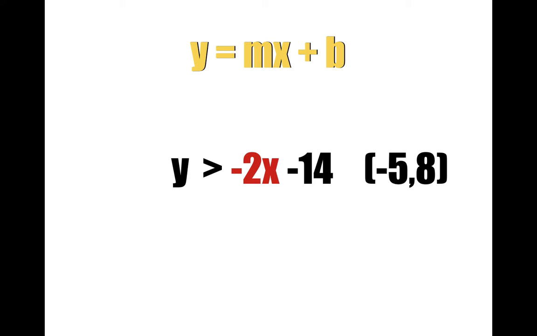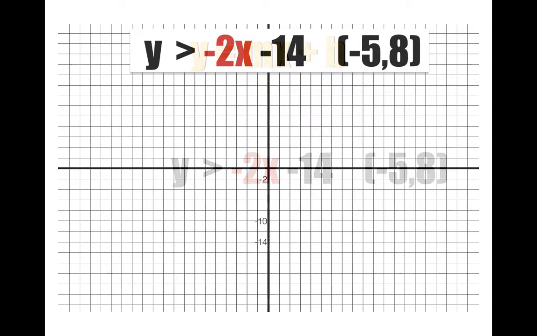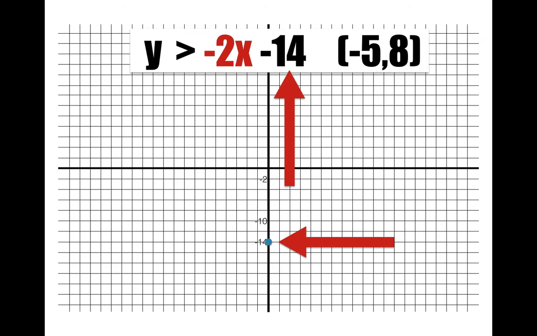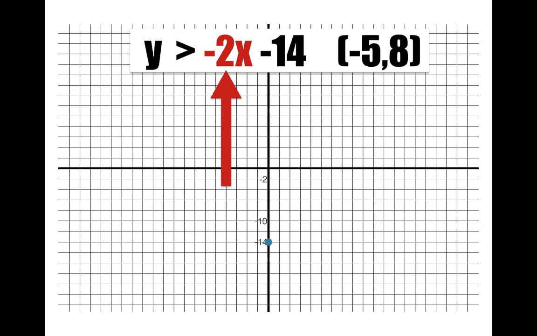So now that we have our slope-intercept form, what we want to do is graph this inequality on a coordinate system. So I'm going to look at my y-intercept, negative 14, and then next I'm going to go to my m, my slope, which is negative 2 over 1. So it's going to go down 2 over 1. Okay, so that's my next point. So I have 2 points, and now I have enough to make my line.